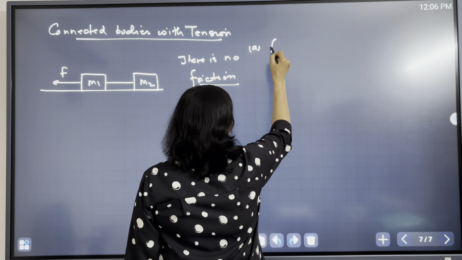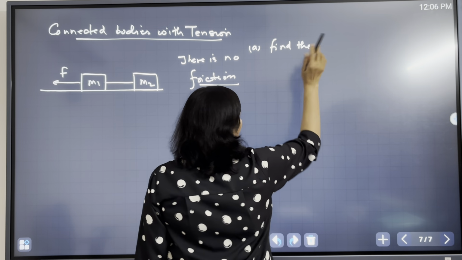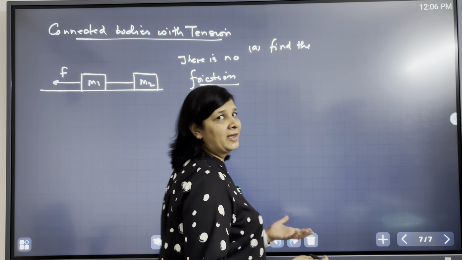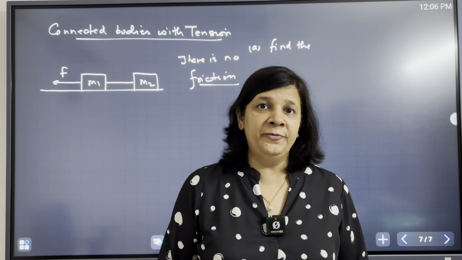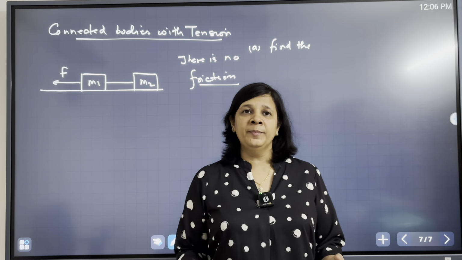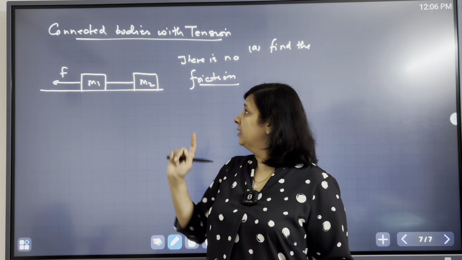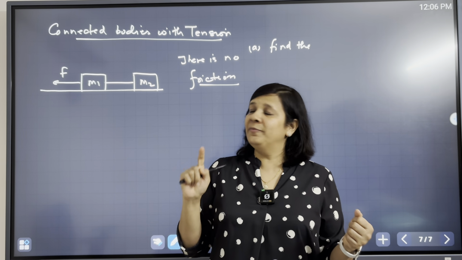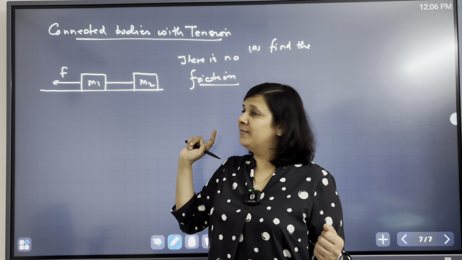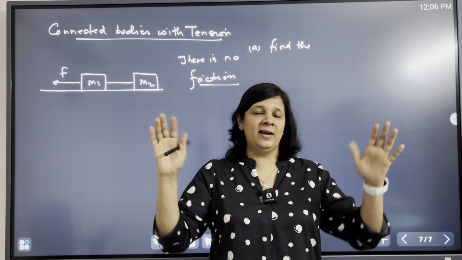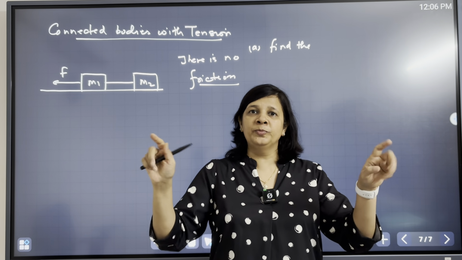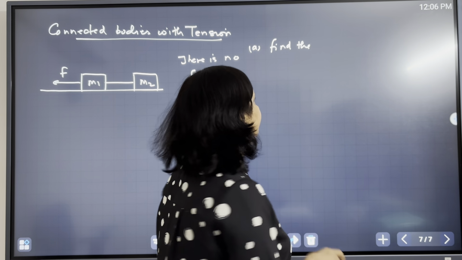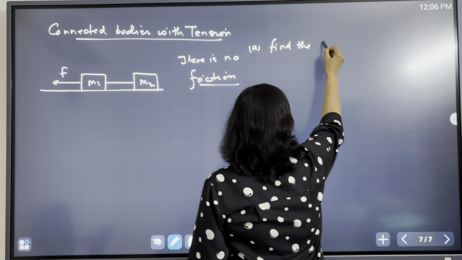So question A is find the acceleration. Again, I am assuming that both the blocks are moving with the same acceleration. If it is not so, then what will happen? If M1 is moving fast, M2 is moving slow, the rope will break. Or if M2 is moving fast, M1 is moving slow, there will be a slack. I don't want that. I want the rope to be taut. Okay, tight.